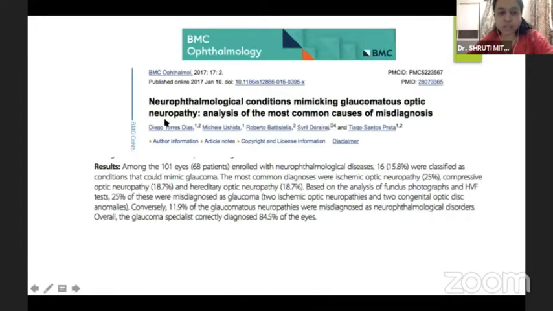So this was a study by Rigo Diaz et al. And they have noted that around 15.8% of the cases of neuro-ophthalmic diseases could mimic glaucoma. And of these, the most common diagnoses were ischemic optic neuropathy, hereditary optic neuropathy, and compressive optic neuropathy.